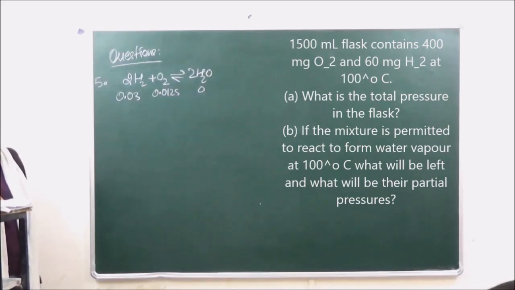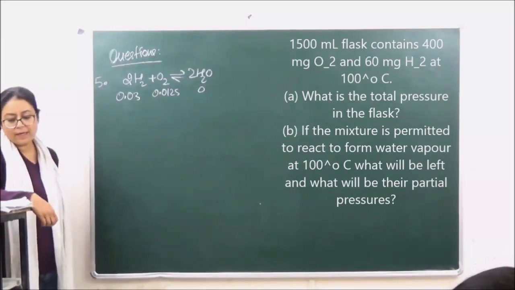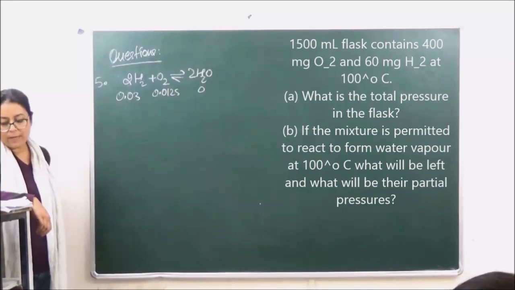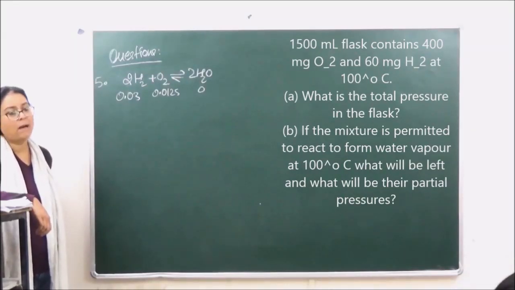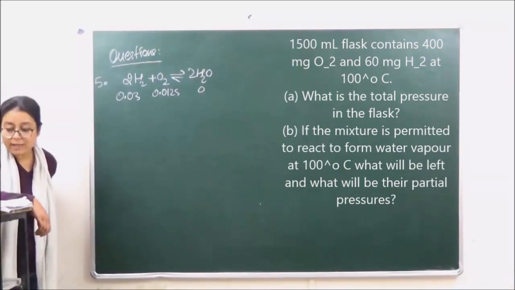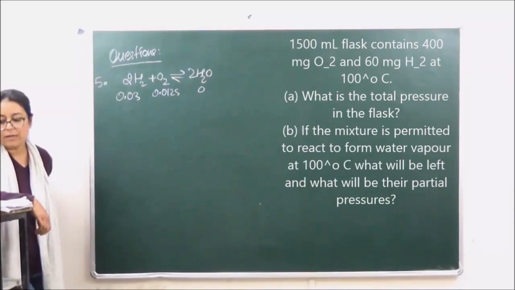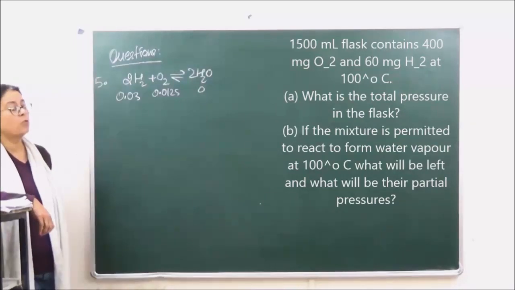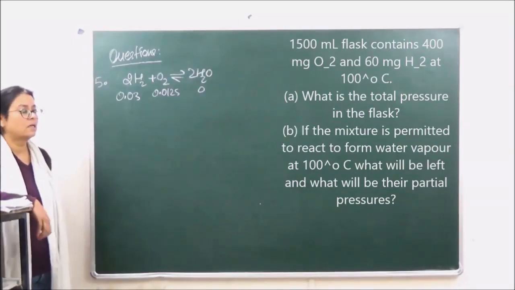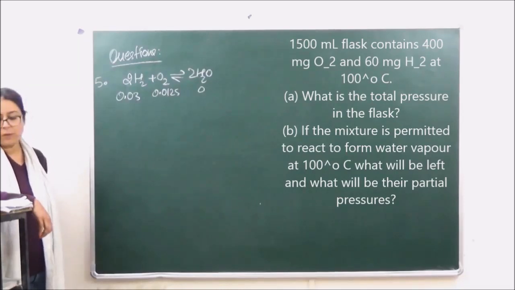Now, after the reaction is complete, what are they asking? If the mixture is permitted to react to form water vapor at 100 degrees centigrade, what will be left and what are going to be the partial pressures? In this case you need to calculate the partial pressures. When the reaction is over, we know that the total pressure is 0.867, which we have discussed.